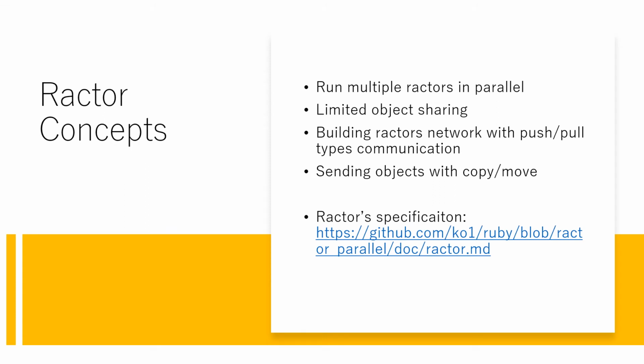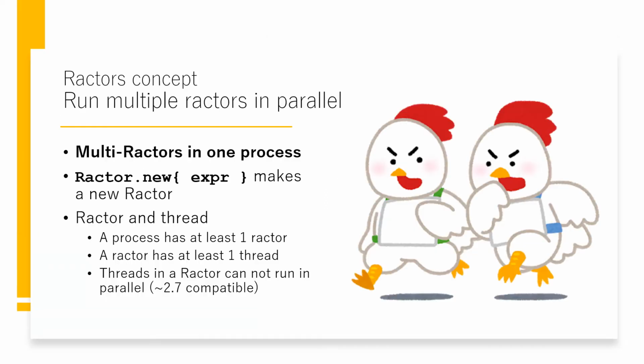Ractor has several concepts. Today, I will introduce these concepts with working code. If you want to see the specification of Ractor, please check this document. At first, we can make multiple Ractors and each Ractor can run in parallel on a parallel computer. An interpreter process has at least one Ractor named the main Ractor, and a Ractor has at least one thread. Multiple threads in a Ractor cannot run in parallel. It is completely the same as current MRI's behavior.